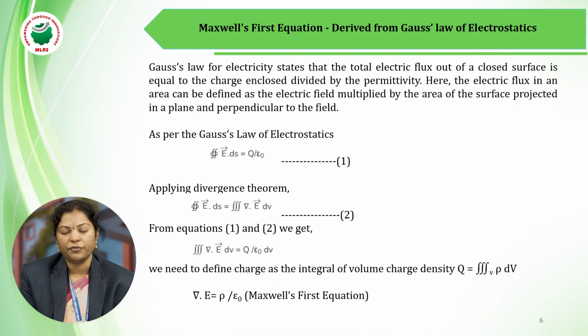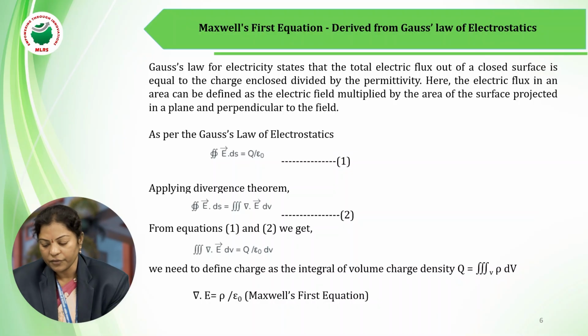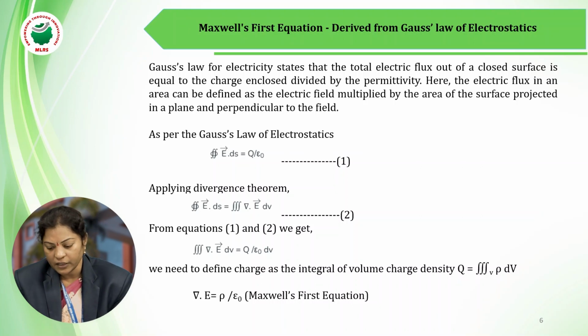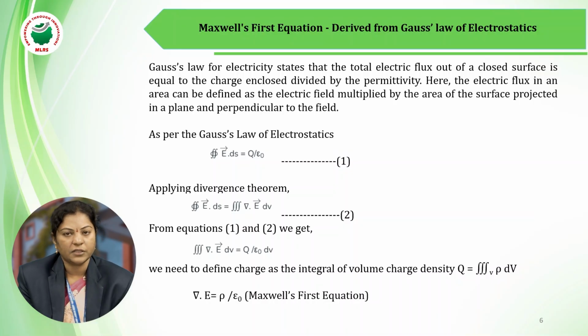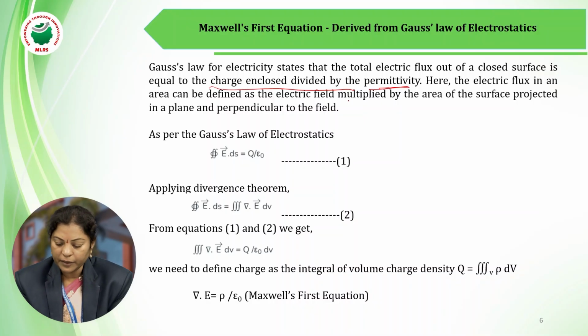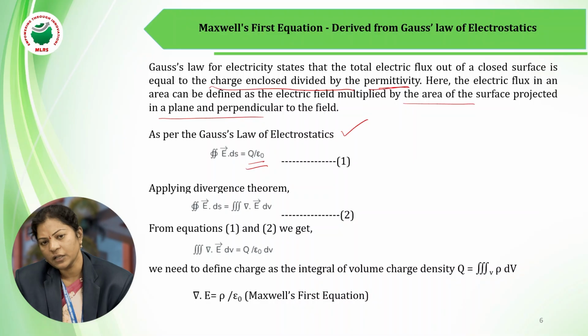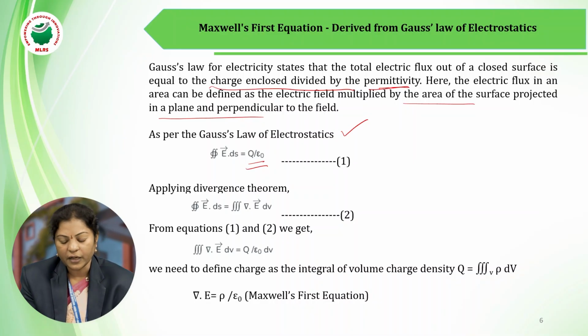Next we will see Maxwell's first equation, which is derived from the Gauss law of electrostatics. Gauss law for electricity states that the total electric flux out of a closed surface is equal to the charge enclosed divided by the permittivity of the medium. Electric flux through an area can be defined as the electric field multiplied by the area of the surface projected in a plane perpendicular to that electric field. As per Gauss law of electrostatics, the surface integral of E dot dS equals Q by epsilon naught. Applying the divergence theorem gives the relation between the surface charge and volume charge.